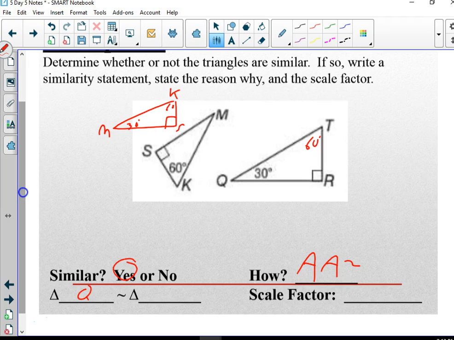And then just pick your order. QRT, okay, and MSK, same order. And do I know the scale factor? I do not, because there are no numbers in the sides.